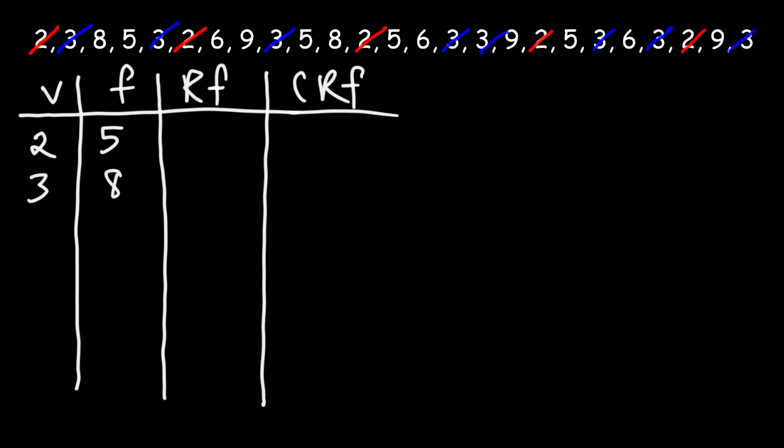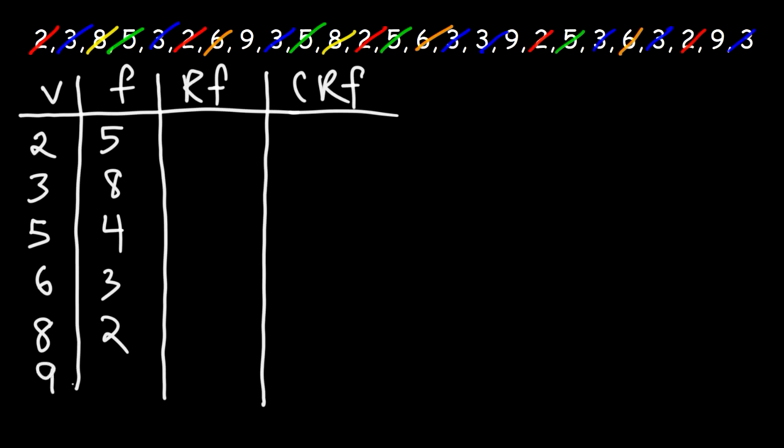Now I don't see any 4's. So we're going to move on to the next highest value, which is a 5. And so there are 1, 2, 3, 4 5's. The next highest number is a 6. And so we have 1, 2, 3 6's. Now I don't see any 7's, so let's move on to 8. 1, 2, all I have is 2 8's in this list. And then the next highest number is a 9. So we have 1, 2, 3 9's.